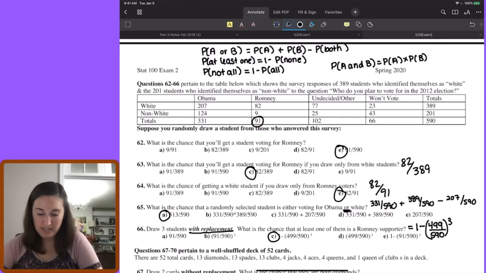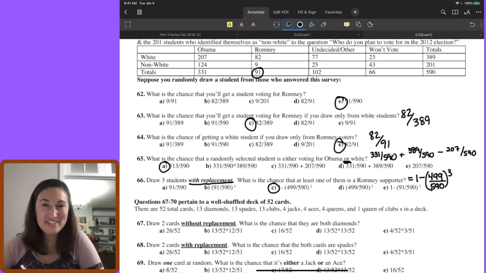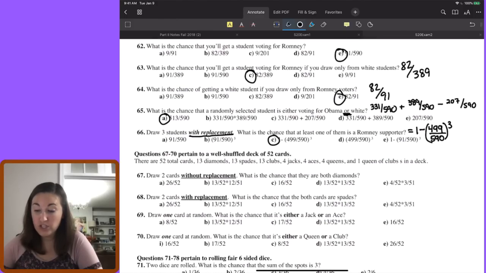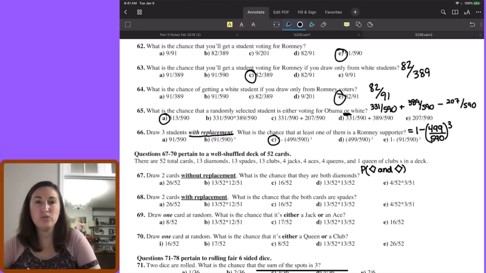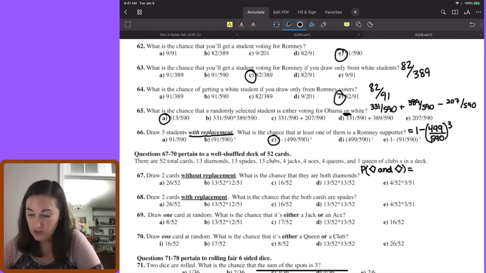It says questions 67 through 70 pertain to a well-shuffled deck of 52 cards. Okay, so the cards, it says how many of each things that there are. Draw 2 cards without replacement. What's the chance that they are both diamonds? So we want to know what's the probability that we draw 2 cards and we get a diamond and a diamond, right? Both diamonds.